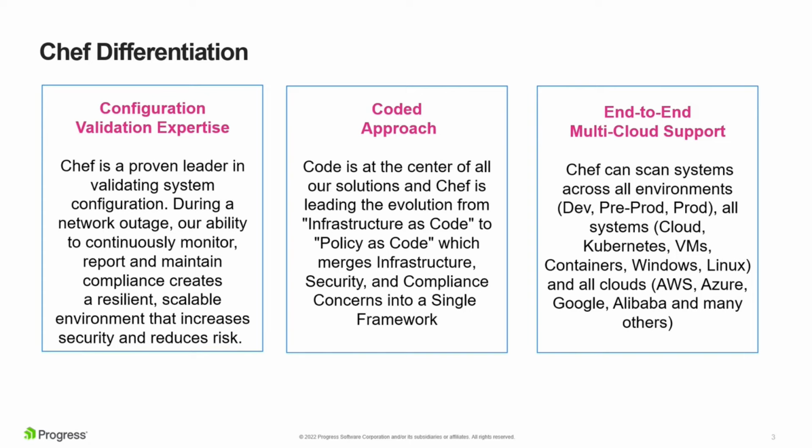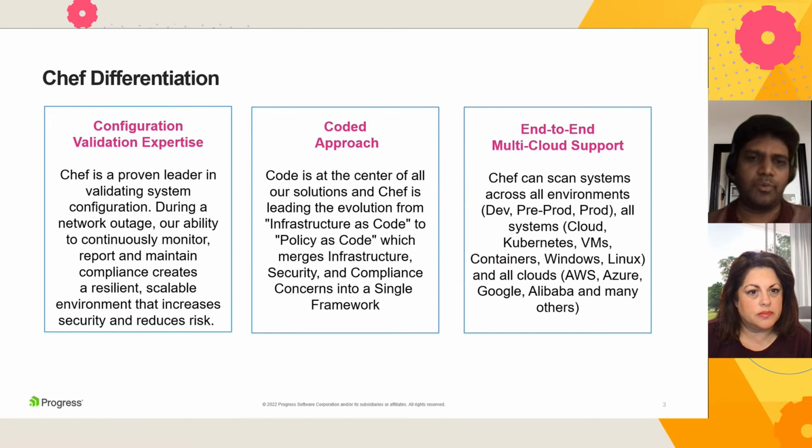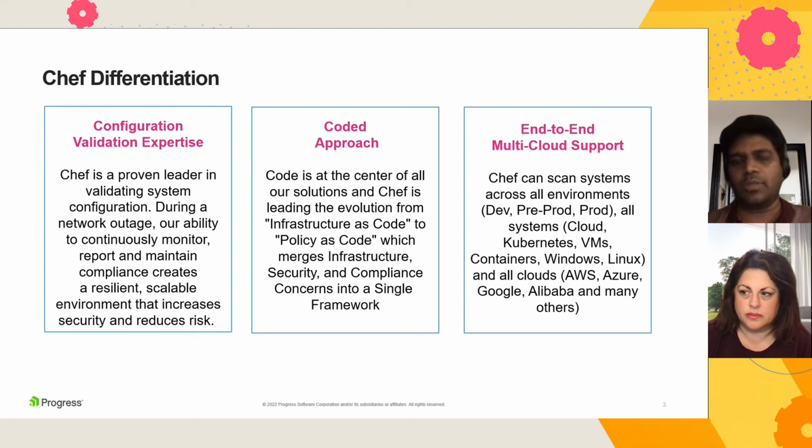We scan all types of environments: your cloud environments, cloud native environments, containers, Kubernetes, even virtual machines, Windows and Linux virtual machines. So in a sense, we are truly hybrid cloud. And what customers get is they get to manage both their cloud as well as their on-prem environments using the same tools, using the same processes. And they get a single pane of glass where they can review the compliance and the security posture. So those are kind of the biggest differentiators for Chef.